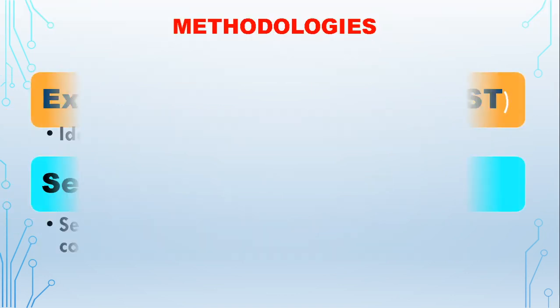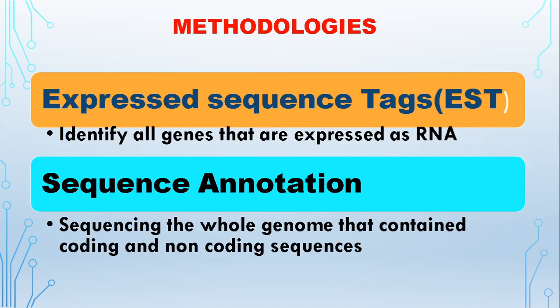Now the methodologies that were applied. Two major approaches were applied. One was expressed sequence tags, abbreviated as EST, and the other is sequence annotation. Two methodologies were applied in order to decipher the sequence of bases in humans. In the first, that is EST, the aim was to identify all genes that are expressed as RNA. As we are familiar, the total DNA material has both coding and non-coding regions, those introns and exons.